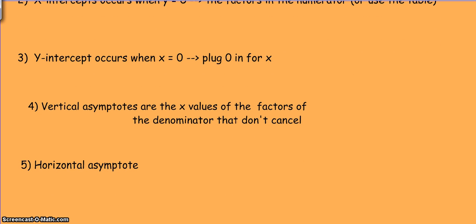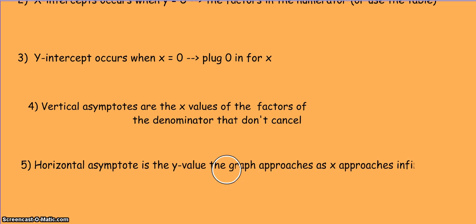So why is this so? Because you can't have 0 on the denominator of a fraction because that makes the fraction undefined. So we call these vertical asymptotes. We also have horizontal asymptotes. So the horizontal asymptote is the y value the graph approaches as x approaches infinity.